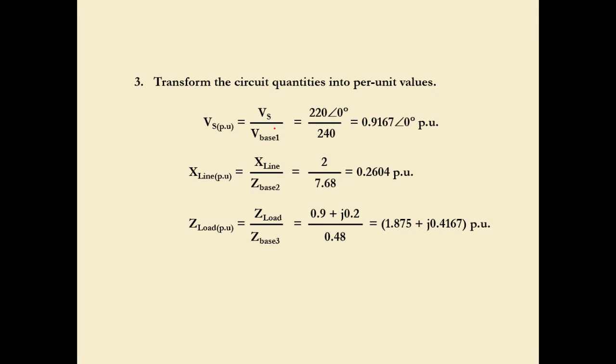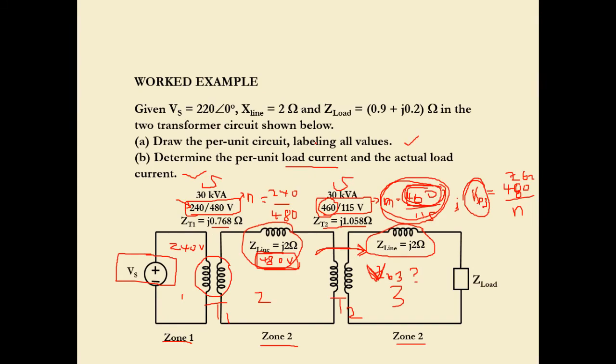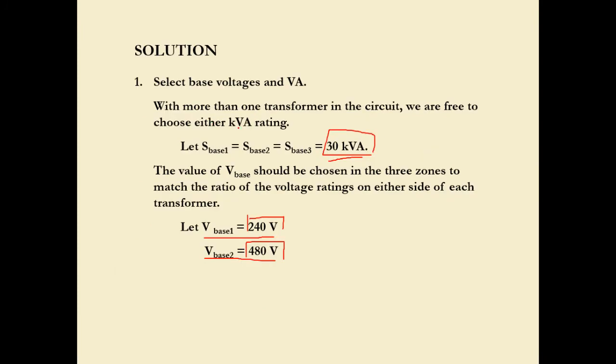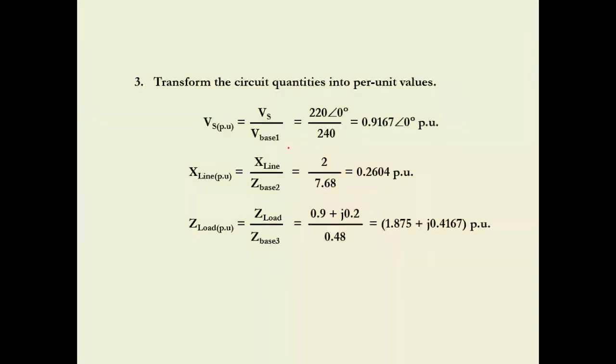So Z S PU is ZS over V base 1. So 220 is the source value over here, the input value, divided by 240. If you go back to the circuit, the value is given here. This is 220, this Vs. So I mark it here, Vs. So this is taking place at base 1.